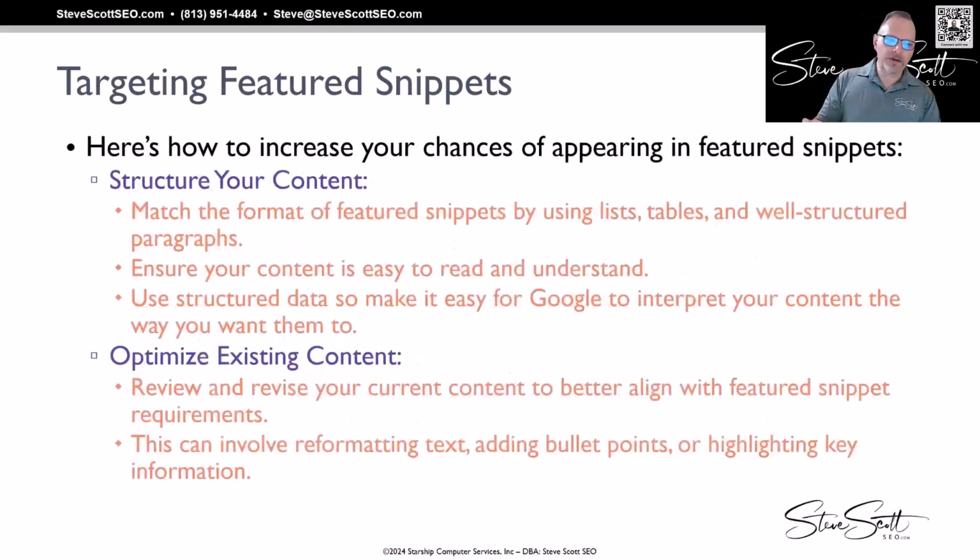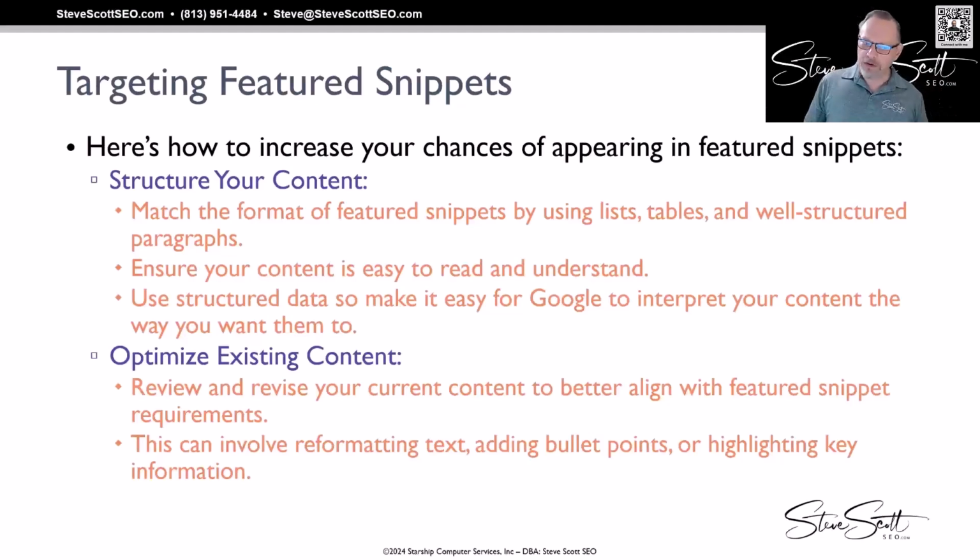Something else you want to do is to structure your content, right? You want to match the format of featured snippets by using lists, by using tables, by using well-structured, organized paragraphs. Make sure it's easy to read and understand for your users. You don't have to make it overcomplicated unless you're literally discussing rocket science, right? You just kind of keep it mild, keep it easy to read.